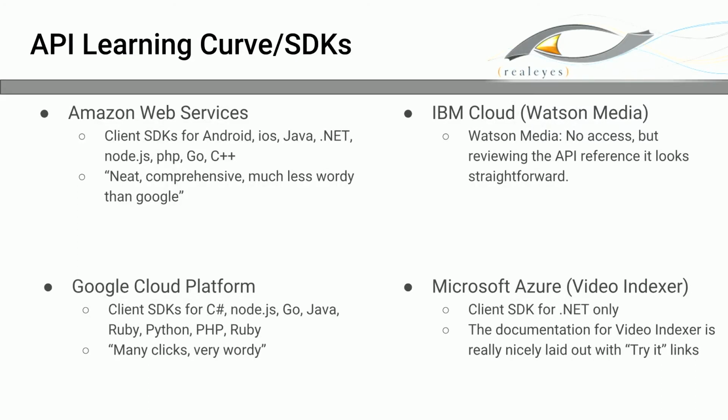And then Azure, Microsoft, Video Indexer, they have a client SDK for .NET only. So if you don't have .NET developers in your shop, it might not be the right solution for you. Because Amazon and Google have things like Java and Android, iOS, Ruby, et cetera, your developers might be able to build something faster on those platforms. And I think that the Video Indexer documentation is awesome. It's really well laid out, and you can inline test it out as long as you have an active account. So that's powerful.